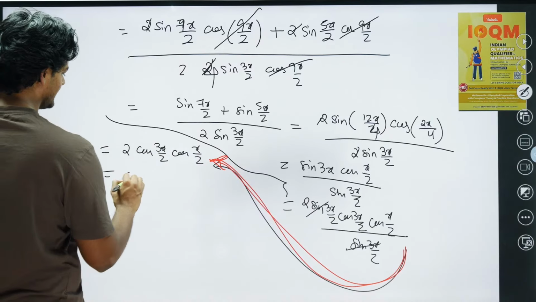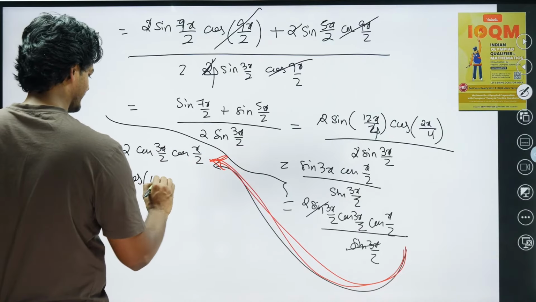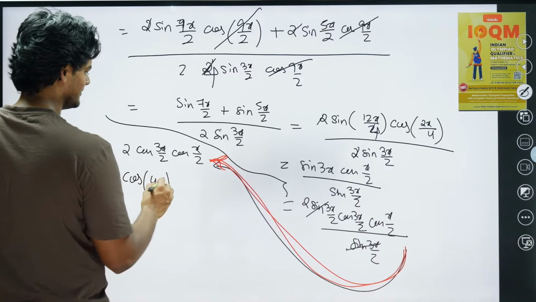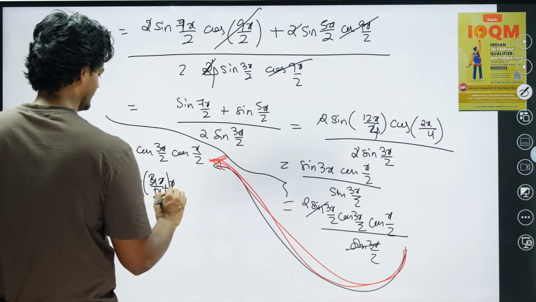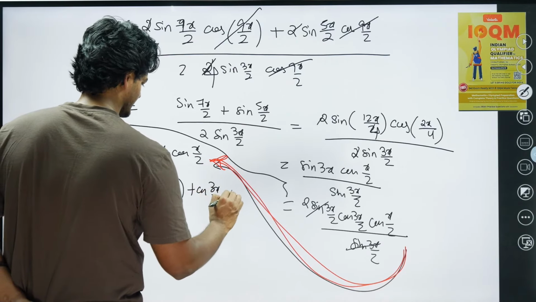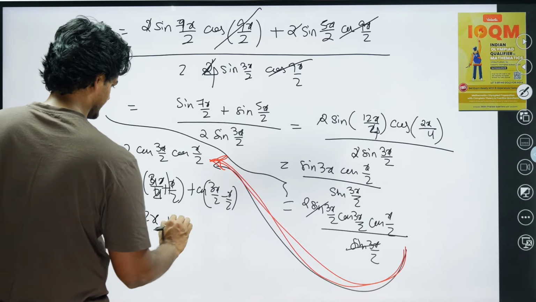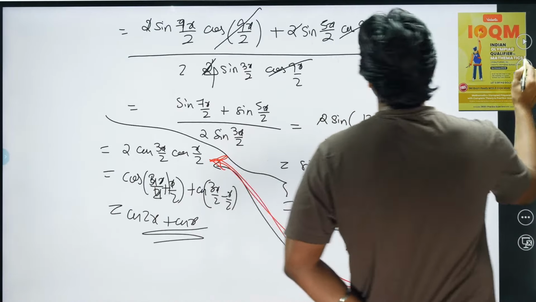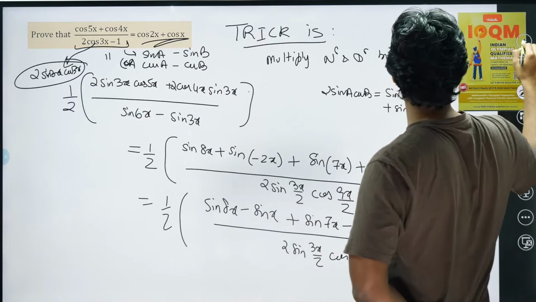Now this is finally cos 3x by 2 plus x by 2 plus cos 3x by 2 minus x by 2. This is cos 2x plus cos x. That's it, guys. Done. Cos 2x plus cos x. That's what we got finally.